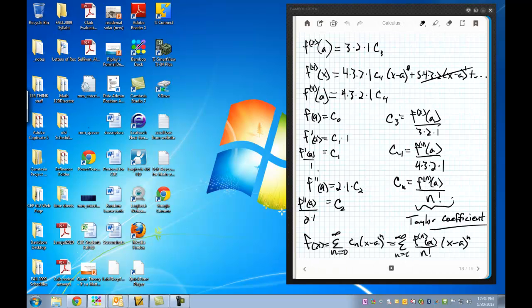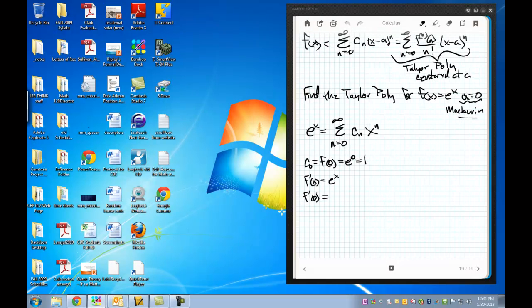F prime of a, f double prime of a, f triple prime of a, et cetera. All right? I'm going to evaluate f prime at 0. Look at that. That's going to be 1 again. How nice. Isn't that cute? All right, sweet. Now, the formula is that.